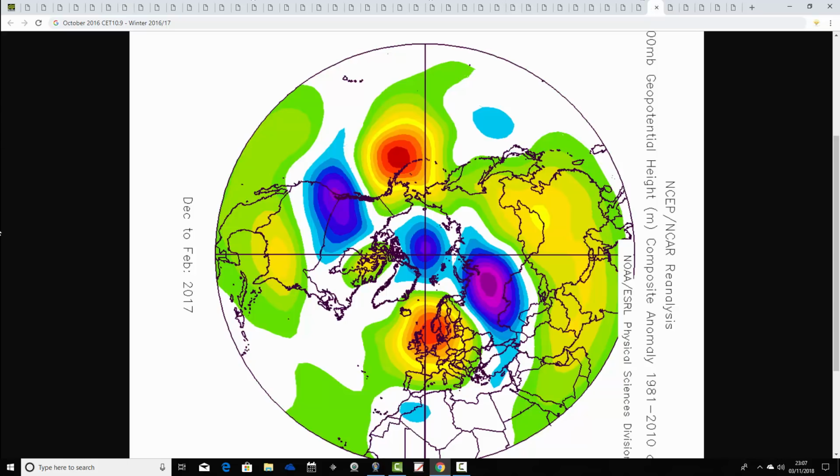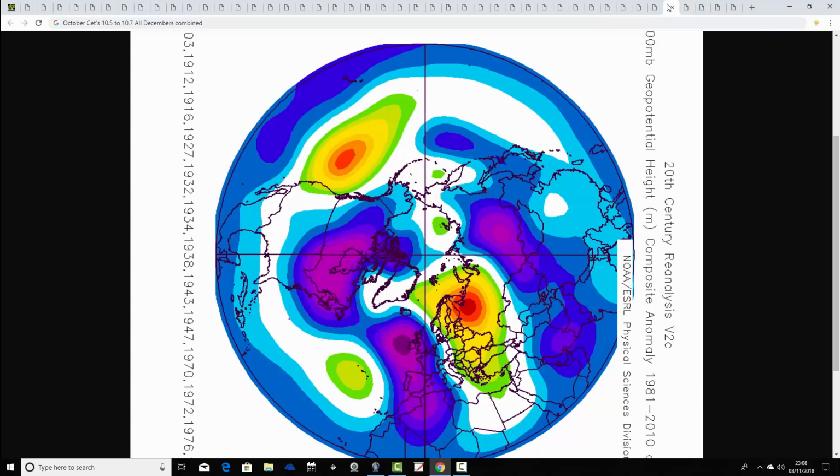The winter of 2016-17 was a very dry anticyclonic winter with high pressure pretty much centred over the top of the country. Now, if we put all of that together, this is how the Decembers look. We have to narrow the range down a little bit because there are too many of them to do all years combined. So for the all years combined charts, including December, we've narrowed the field down to those winters that follow Octobers with CETs between 10.5 and 10.7. Again, placing 10.6 in the middle range.